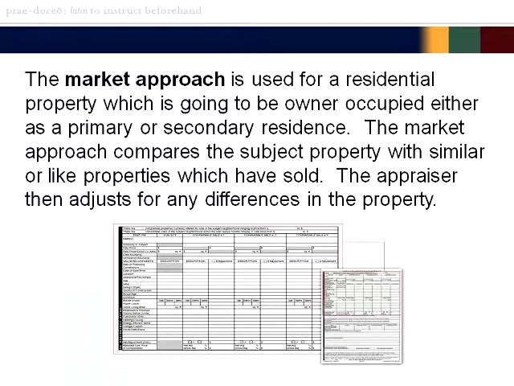The market approach is used for a residential property which is going to be owner-occupied, either as a primary or secondary residence. The market approach compares the subject property with similar or like properties which have sold. The appraiser then adjusts for any differences in the property.